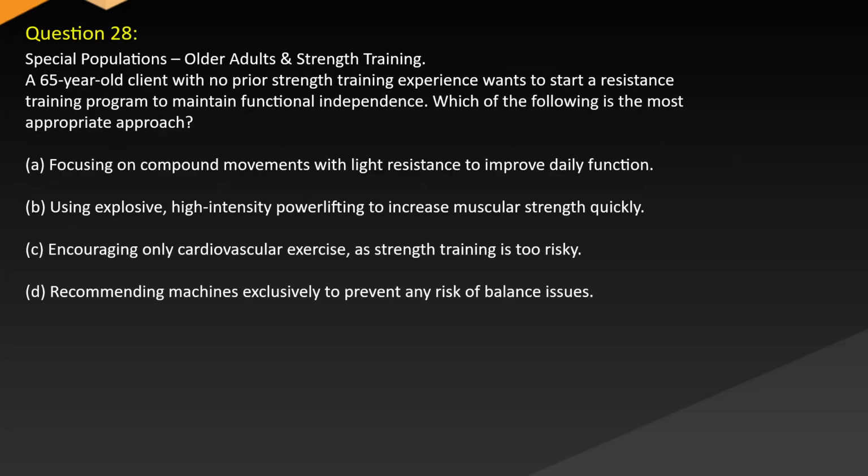Question 28. Special populations. Older adults and strength training. A 65-year-old client with no prior strength training experience wants to start a resistance training program to maintain functional independence. Which of the following is the most appropriate approach? A. Focusing on compound movements with light resistance to improve daily function. B. Using explosive, high-intensity powerlifting to increase muscular strength quicker. C. Encouraging only cardiovascular exercise as strength training is too risky. D. Recommending machines exclusively to prevent any risk of balance issues.